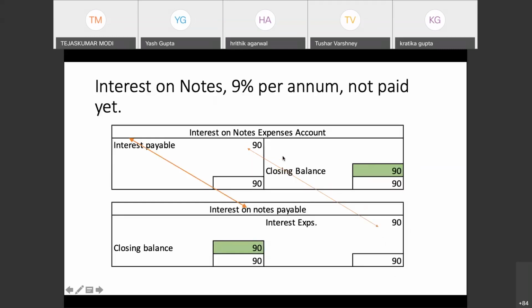Similarly, interest on notes we have also discussed. Interest expense account debit to interest payable or interest on notes payable. So that has also been recorded. Now you have an interest expense balance of 190 rupees. See, in the trial balance before this, you did not have a balance. Now you have a balance of interest expense because as per accrual concept, we have recorded this. And interest on notes payable also has an account, so it also has a balance. So interest expense has a debit balance, interest on notes payable has a closing credit balance.